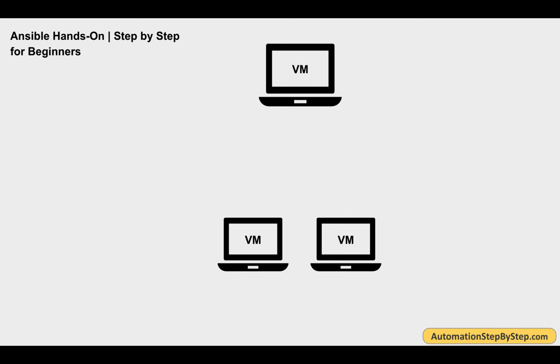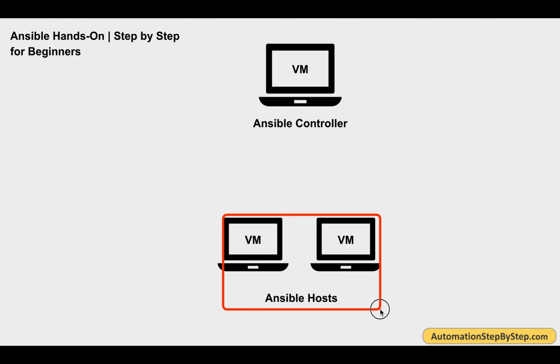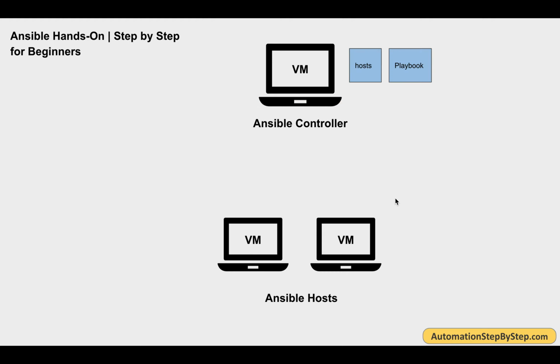So before we start the practical steps, let us see what exactly we are going to do. We are going to create three virtual machines, and here we are going to make one of the virtual machines the Ansible controller and the other two machines Ansible hosts. And on the Ansible controller, we will install Ansible and we will create a hosts file and a playbook file.